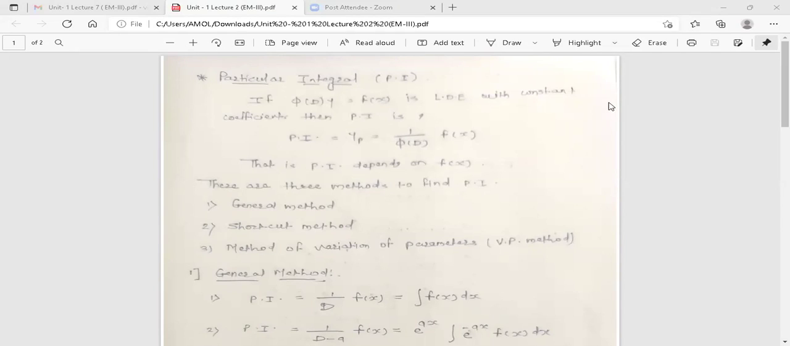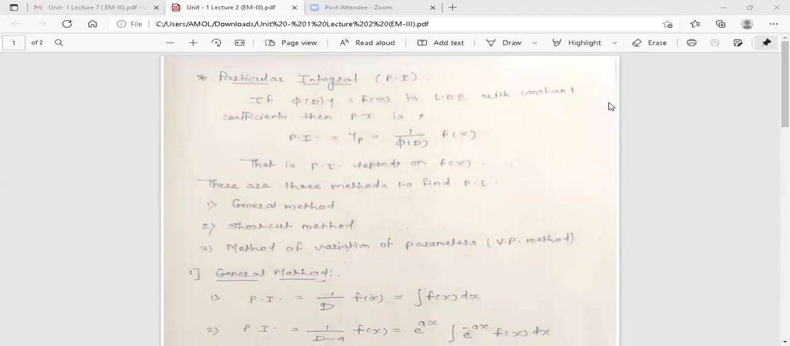Today's topic is particular integral. This is a topic from the first unit, linear differential equation with constant coefficients. The particular integral means the remaining half solution for LD, linear differential equation with constant coefficients. In the first lecture, I discussed the first half solution, the complementary function. Let us discuss the particular integral.